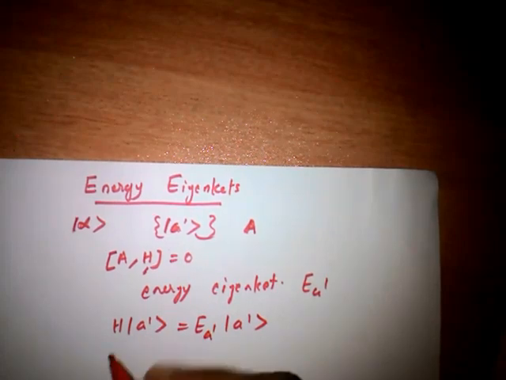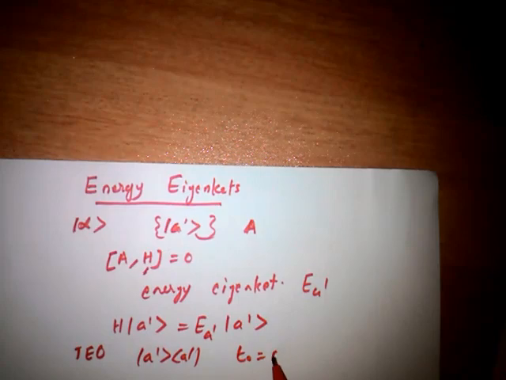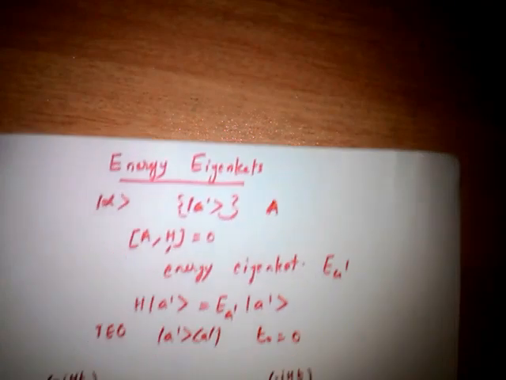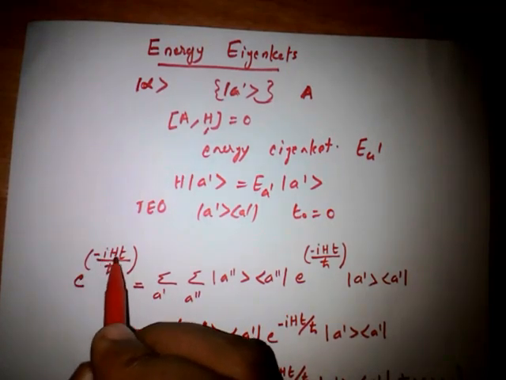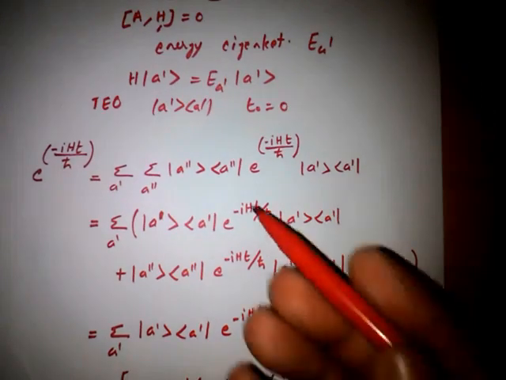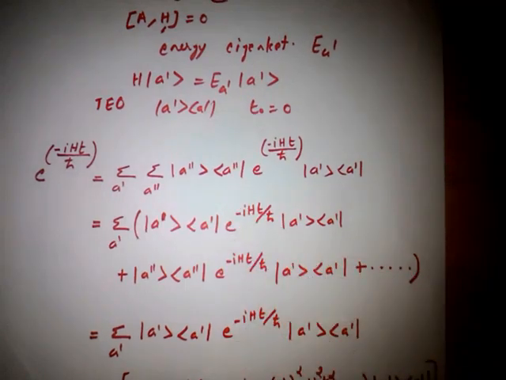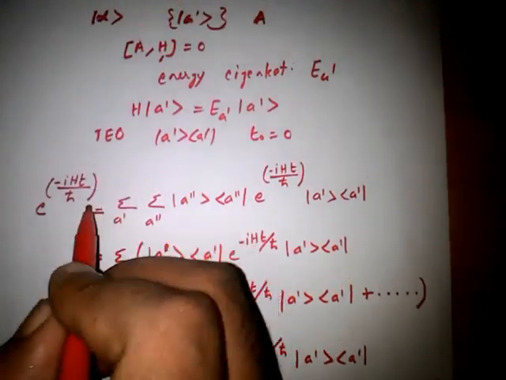We can now expand the time evolution operator in terms of the outer product of a', and let's take t0 equal to 0 for simplicity. That is, the time evolution operator is e raised to minus iHt divided by h cross. I have already written the derivation because it will take more time to write, so to save time, I'll explain it.